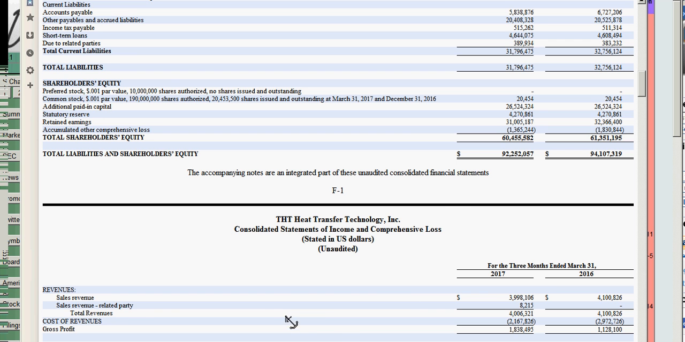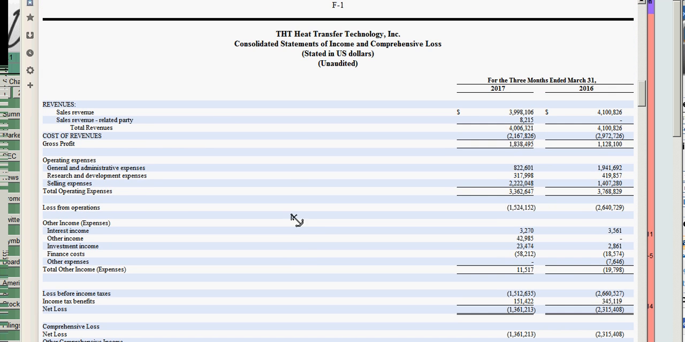But anyway, next we want to look at revenues. Sales revenue is $3 million, almost $4 million here. However, we have a cost of revenues of $2 million, a gross profit of $1.8 million, and total operating expenses of $3 million. So they've actually lost money. Their loss from operations is $1.5 million for this quarter.